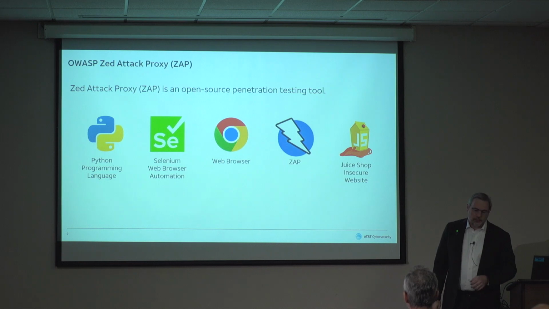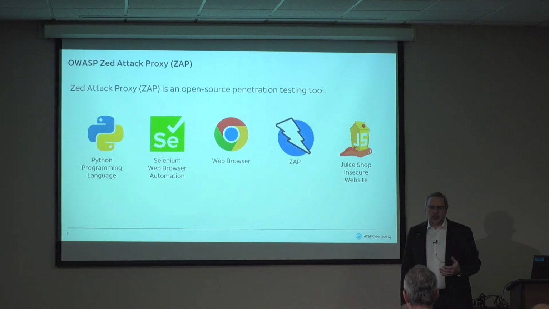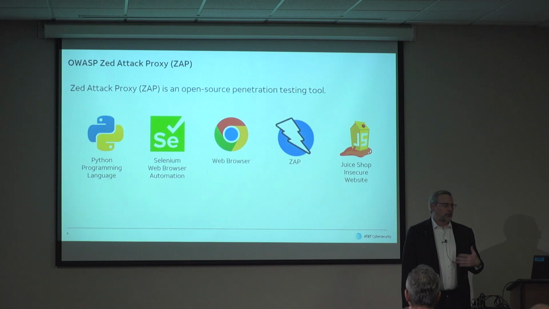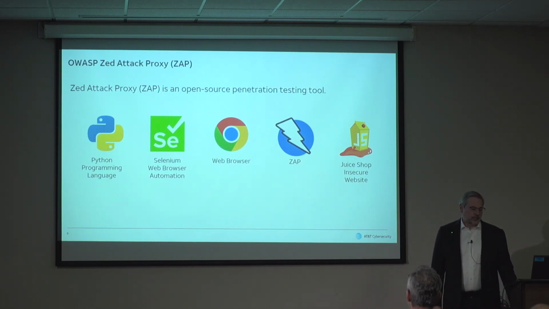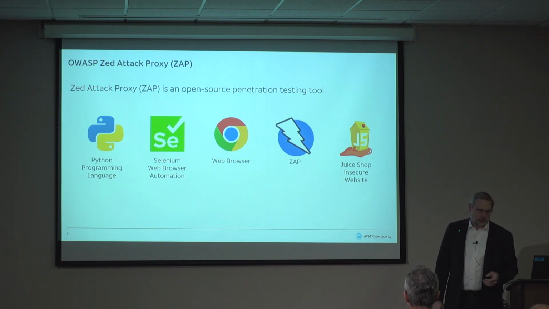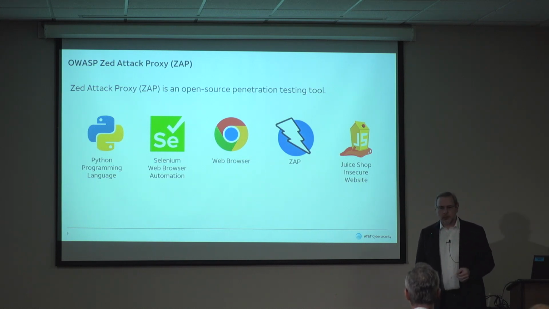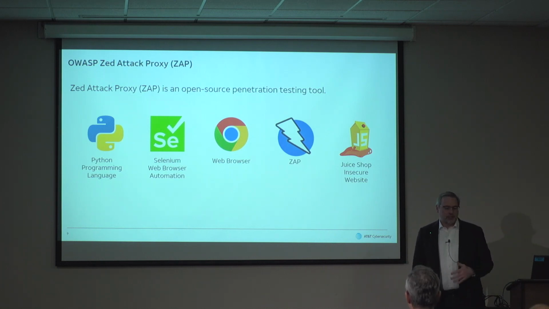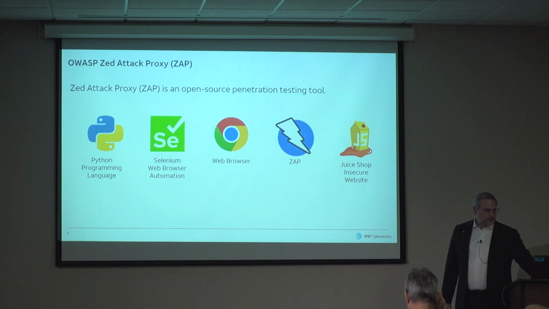We use Selenium web browser automation. Selenium is a web browser automation tool. It's been around for many years. It's had several iterations, but it's a way that the QA testers build scripts to do their automated testing. And then the web browser will be Chrome. Z attack proxy is our proxy. And then I'm going to show how the Juice Shop, which is another OWASP tool out there for us to play with, can be used in this example as part of the attacks.